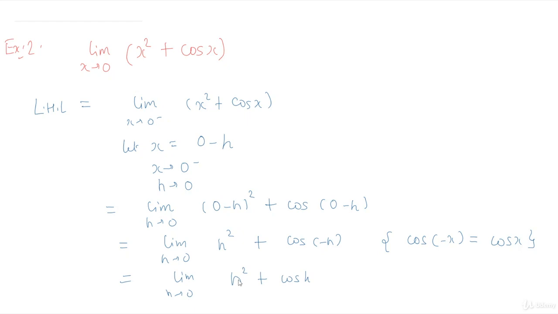Now since h is approaching to 0, this h square will also approach to 0. And this cosine h, if h approaches to 0, cosine h will approach to 1. So this will be 0 plus 1 and that equals 1. So the answer is 1. So the left hand limit is coming as 1. Now we will be calculating the right hand limit.